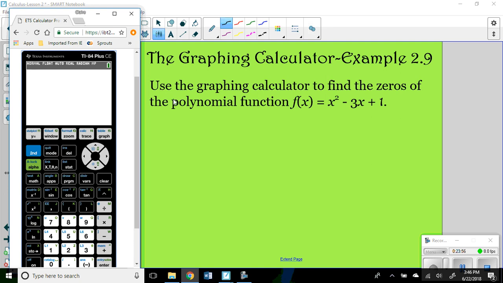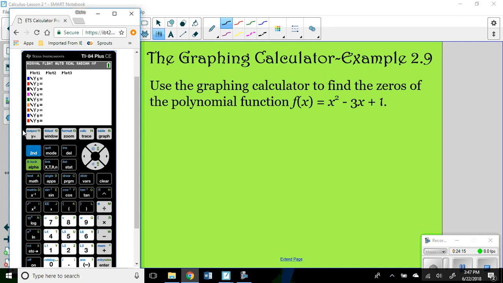Whenever we're looking for zeros of a function, we're going to go to y equals. So first off, turn on your calculator. That's the bottom left button. And then up at the top, separated from everything else, there is a y equals button, and you're going to hit it. And it should come up like that.